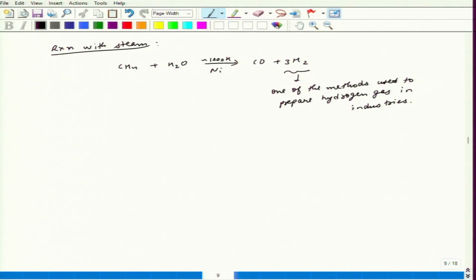Okay. The last but not least reaction we will discuss is the pyrolysis reaction. Now, what do we mean by the pyrolysis reaction? Pyro means heat.